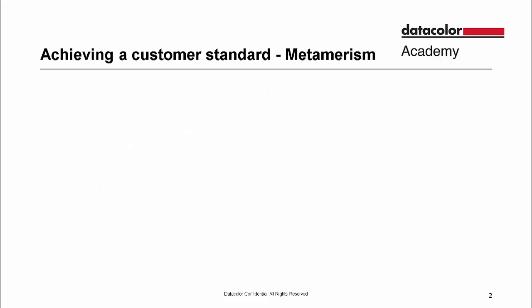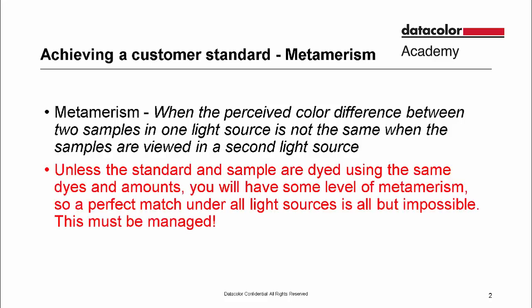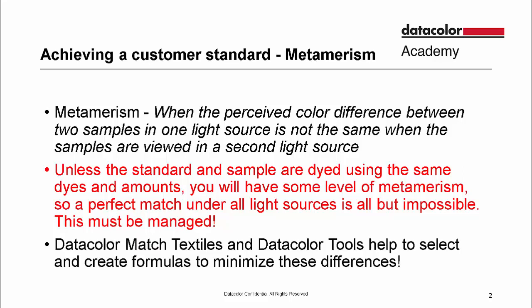Lastly, one of the greatest obstacles in color matching is metamerism. Metamerism is when the perceived color difference between two samples under one light source is not the same when the same samples are viewed under a second light source. Unless the standard and sample are dyed using the same dyes, you will have some level of metamerism, so a perfect match under all light sources is all but impossible. This must be managed. Datacolor Match Textiles and Datacolor Tools help to select and create formulas to minimize these differences. But the only way to change the metamerism is to change the recipe that the sample was dyed under.